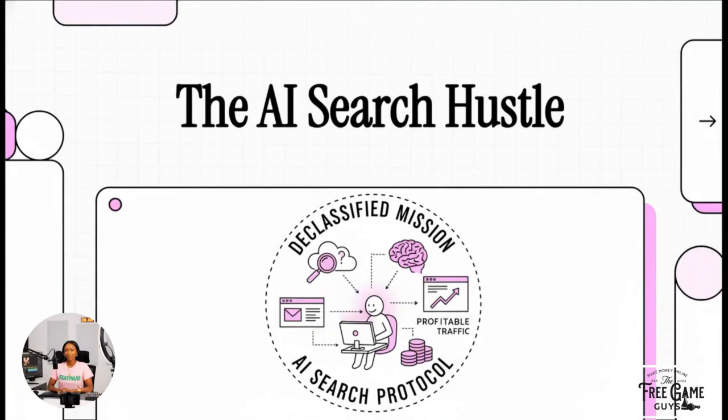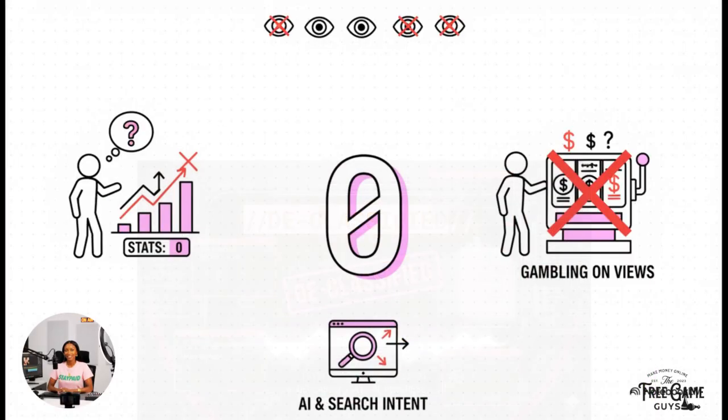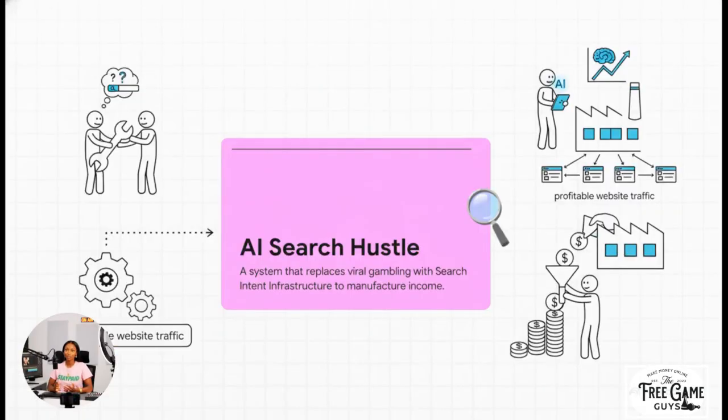All right, mission briefing. We're declassifying the AI search hustle. Let's get into it. Look at your stats. If you're seeing 0 views, it's because you're gambling. Posting and praying to an algorithm, that's not a business. That's just a hobby. So we're going to declassify a system that stops chasing views and starts manufacturing income.